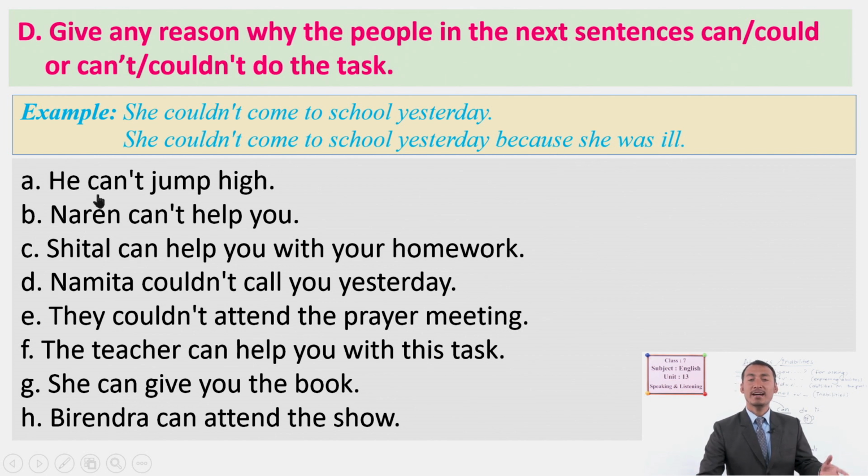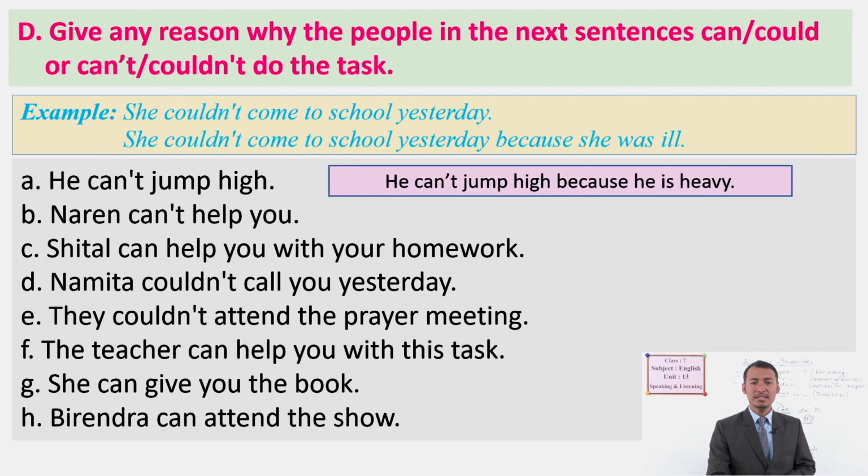For example, he can't jump high. How do you make it? How do you give the reason? He can't jump high. Why? Maybe I'll give you the answer. Your answer is also good. Look at here. Because he is heavy. He has a very big body and he can't jump very high.